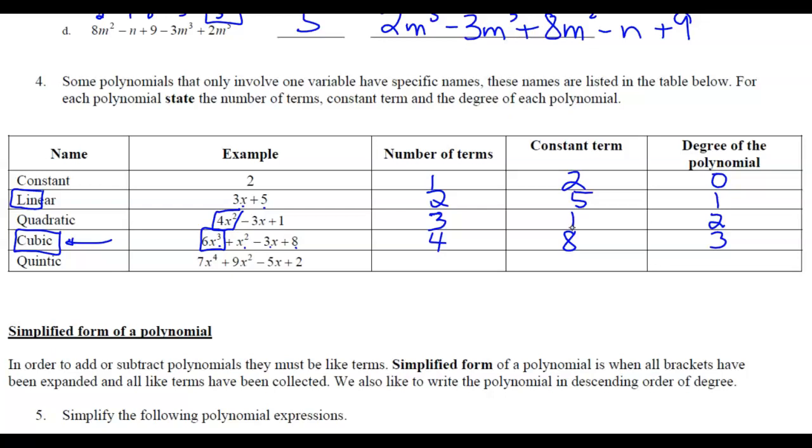Cubic, we already went through. Quintic, those are more grade 12, 30-2 or 30-1. You'll look a lot more at cubics and quintics. Quintic is degree 4. And in this case, we have 4 terms. Again, it doesn't matter how many terms there are. Constant term is 2. But when we say how many terms there are, you always want to collect like terms. Okay? So don't leave it uncollected and then say it has 10 terms if you could really collect some like terms.